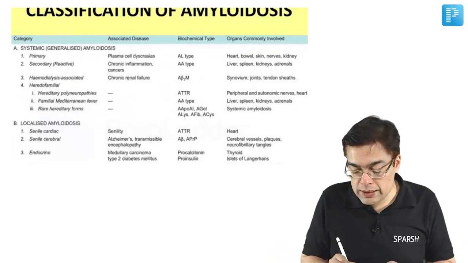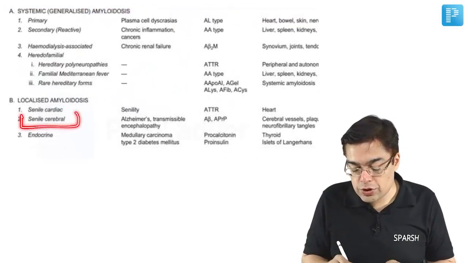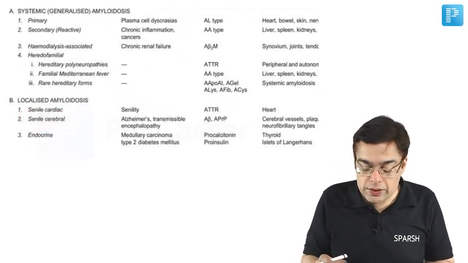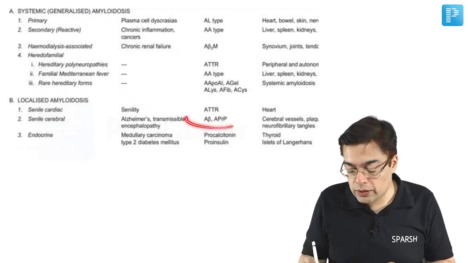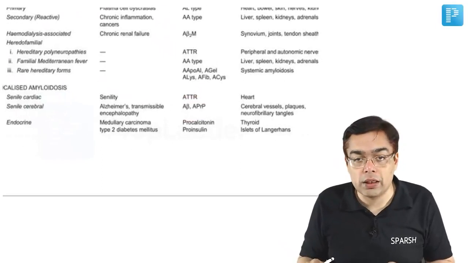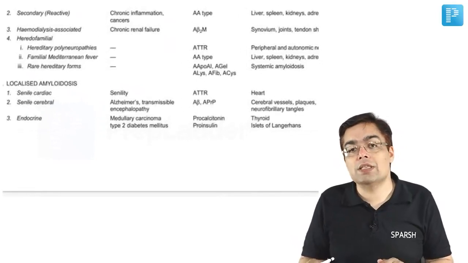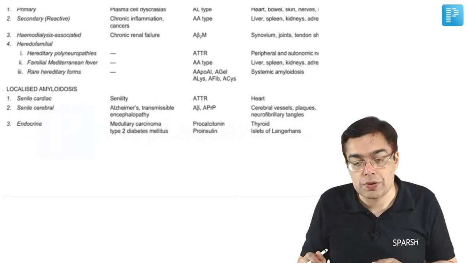The moment we are talking about an example of a condition, say for example Alzheimer's disease or senile cerebral amyloidosis, it's a localized amyloidosis just like senile cardiac amyloidosis, and that is associated with the deposition of amyloid beta protein. And of course, as we understand, Alzheimer's is an example of the commonest cause of memory loss.